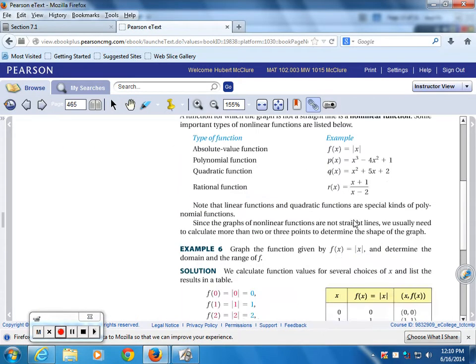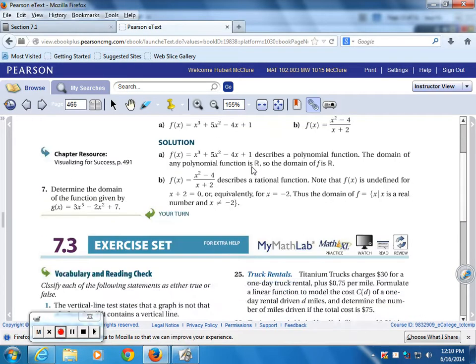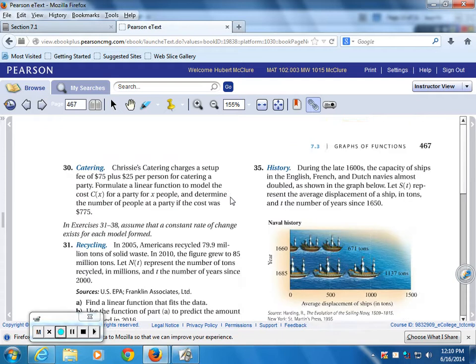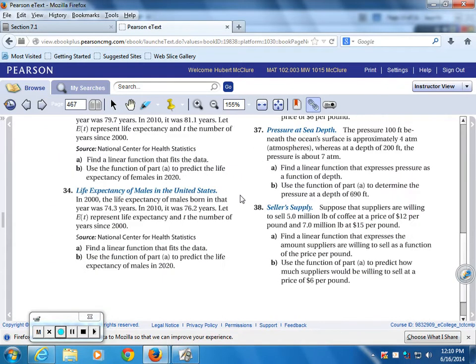So if it's a closed circle, you write it in brackets. If it's a line, you write it in brackets. And if it's an open circle, you write it in parentheses. Just remember this: if it touches, it's a closed bracket. If it doesn't touch it, it's a parenthesis. And you can't touch infinity.